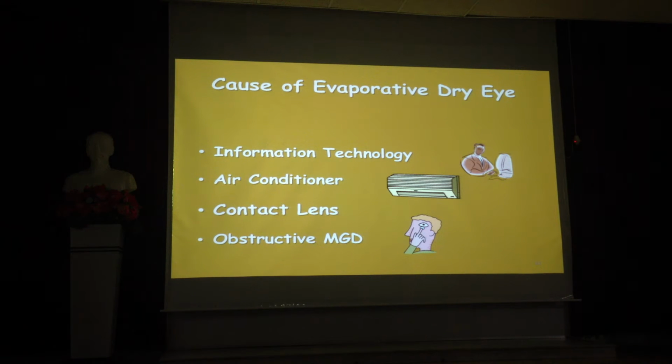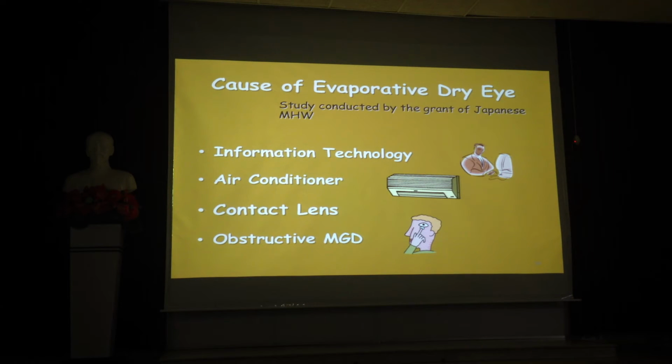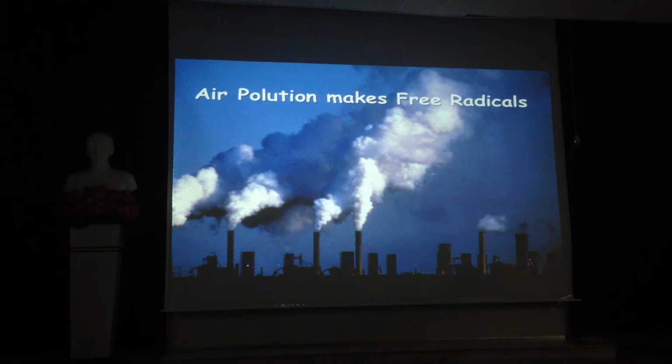And also obstructive MGD is one of the causes. In addition to that, air pollution. Air pollution is one of the key factors, because air pollution causes oxidative stress. That oxidative stress is quite bad for the tear film. Also smoking. Smoking is also quite bad for dry eye as well.